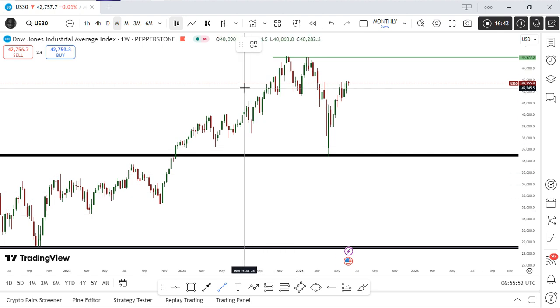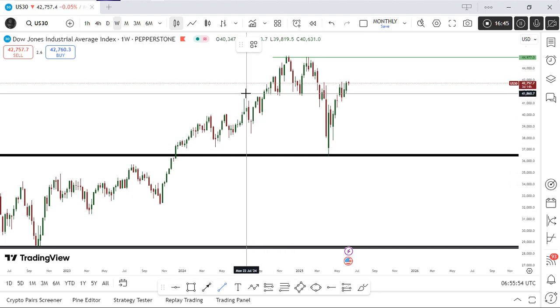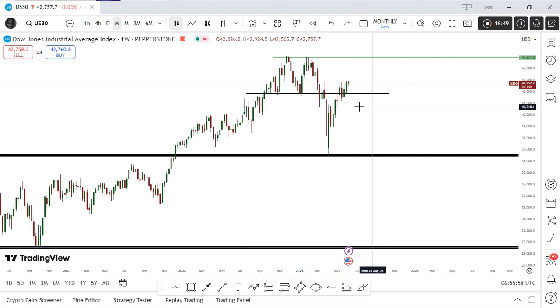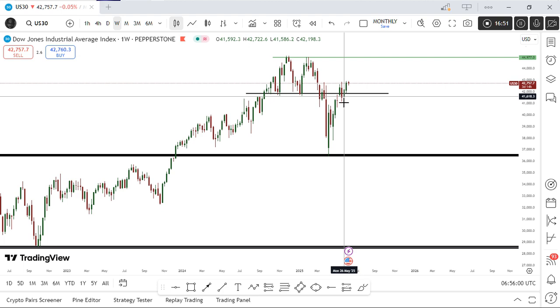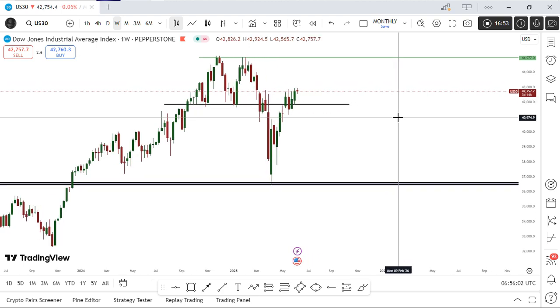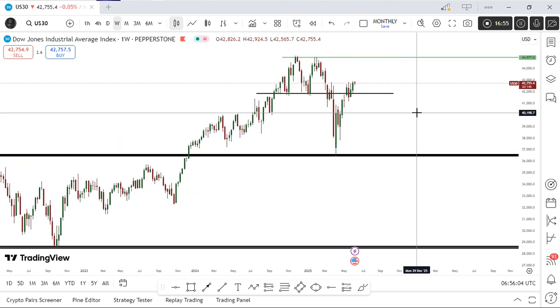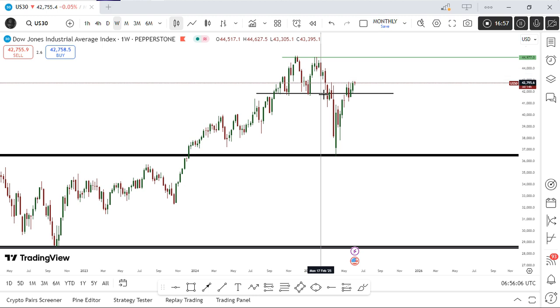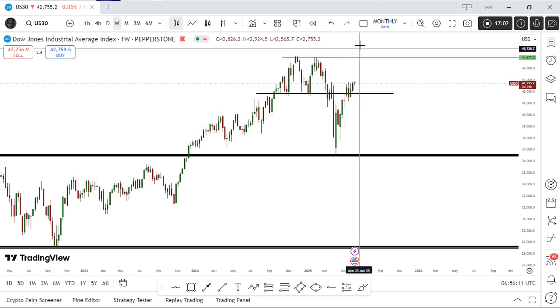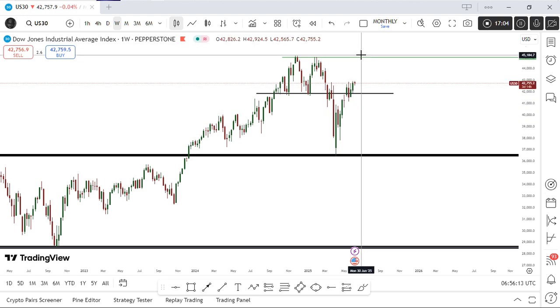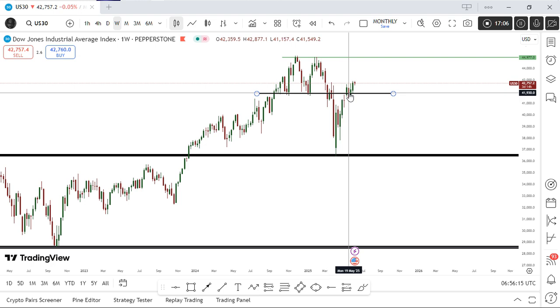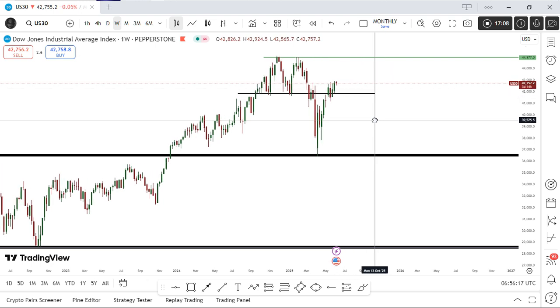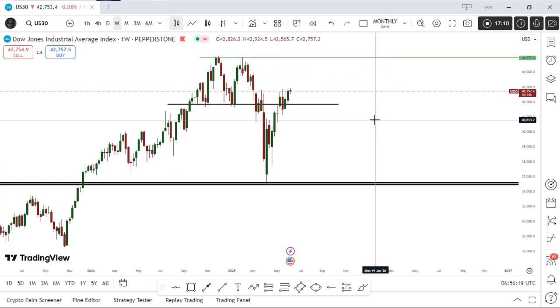And we could see that this neckline has been taken out. It broke to the downside. It gave us a lower low. It's pushing up to give us a higher high. Now we could see that this neckline has been taken out. So what does this tell us?